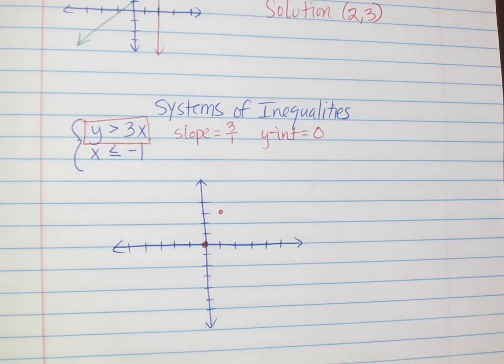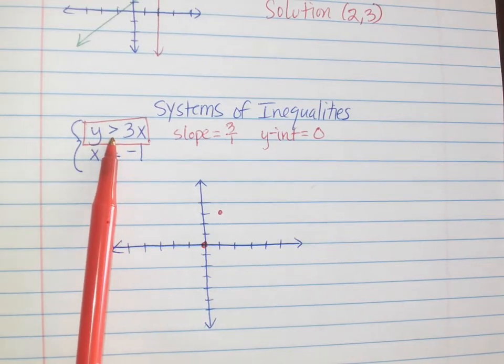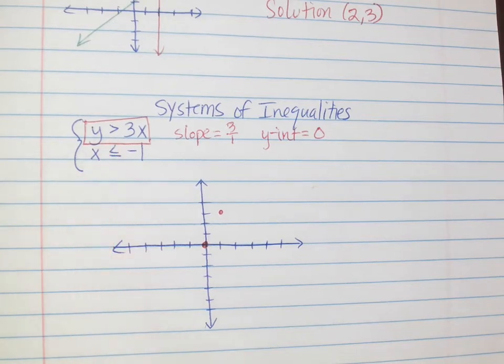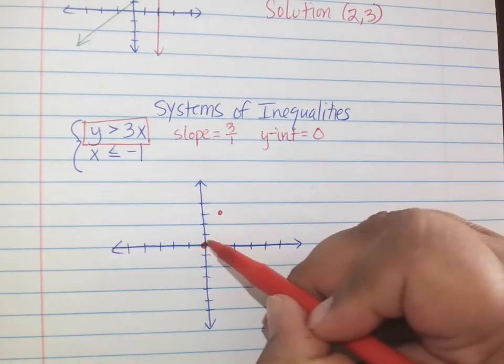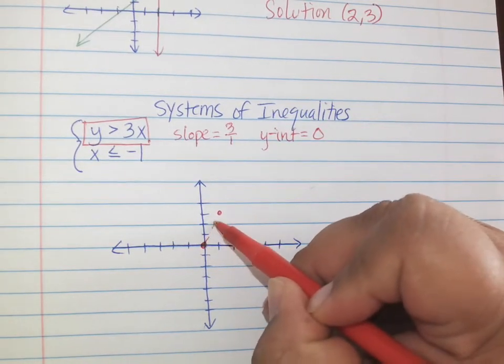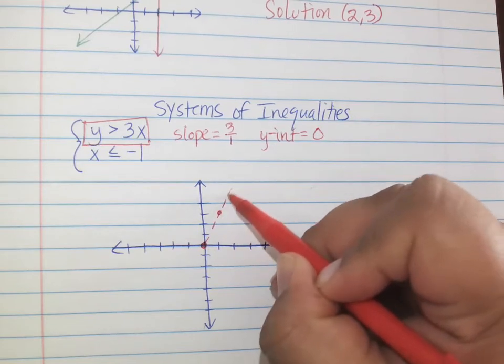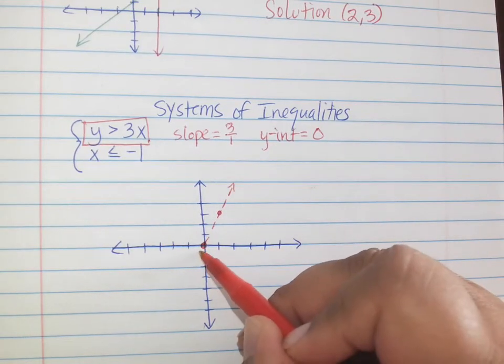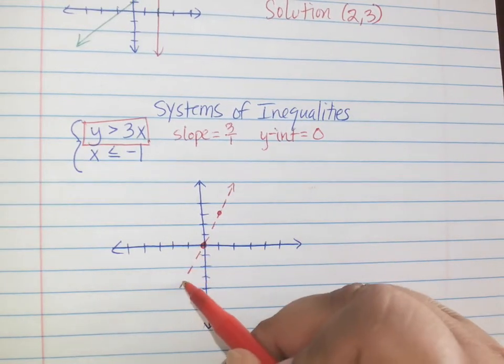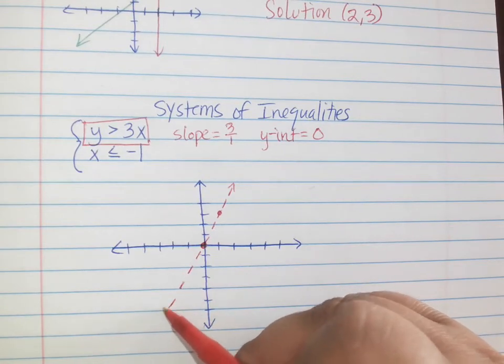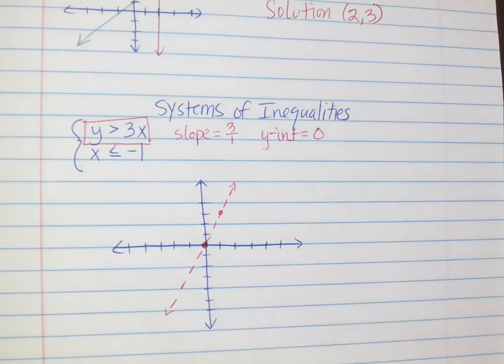And if you remember that chart we did in the last video, that symbol is greater than. Not greater than or equal to, just greater than, which means it is going to be a dashed line that goes all the way. It's kind of hard to make it straight, but I'll do the best we can.